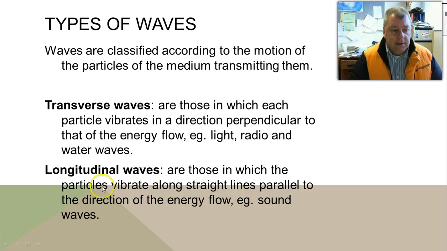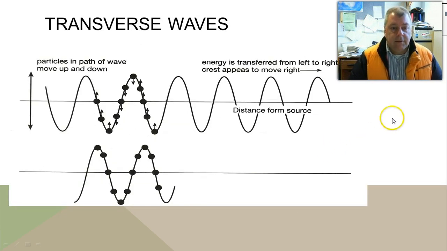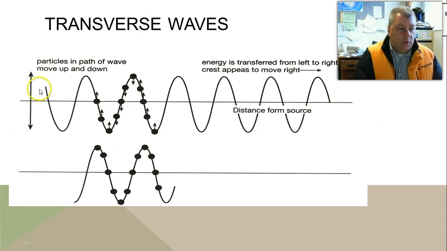Longitudinal waves: in these ones the particles vibrate parallel to the energy flow, and an example would be sound waves. Now let's have a look at some diagrams just to explain what these look like. So here is a transverse wave. This is the energy direction, going from left to right, and these dots represent particle movement, and you can see that the particles are all moving in different directions, but there is a pattern to their movement, and the pattern will form this wave.